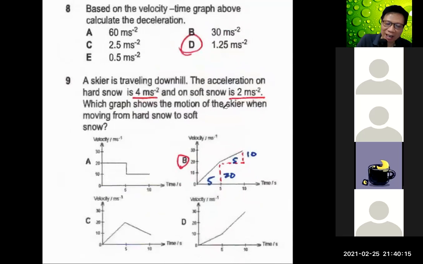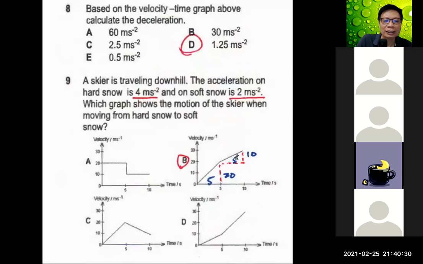Come, let me explain why. You find the gradient. This is a velocity-time graph. I find the gradient. This part, the gradient is 20 divided by 5. So it's 4. So correct.